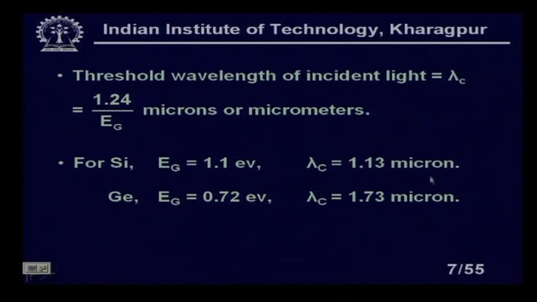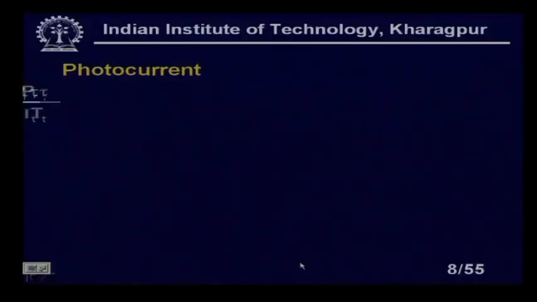This is necessary, because you must know what the frequency of the incident light will be, which must fall on the semiconductor devices, photoelectric devices, so that the excess electrons or excess carriers will be created, right. Photocurrent.